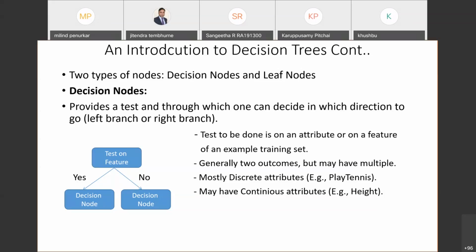And as I said, in general, we only consider two outcomes. So in most of the presentation, I would be talking about only two outcomes, but at the end, I would also be talking about continuous attributes. So mostly discrete attributes, play tennis, yes or no. And you may have continuous attributes as well. But in general, decision trees are mostly used for discrete valued kind of attributes.